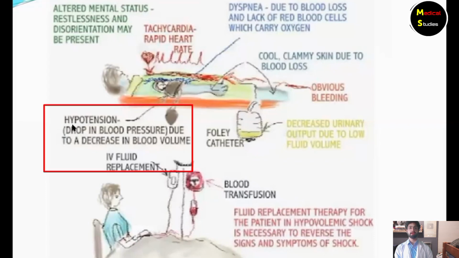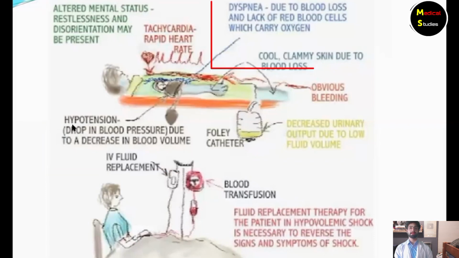Now next there is dyspnea. Many of you know about this dyspnea. This occurs especially when a person has any kind of hemorrhage or loss of blood, which causes anemia, and anemia leads to dyspnea. Okay. Next, cool and clammy skin due to blood loss, as a result of decreased blood flow there.